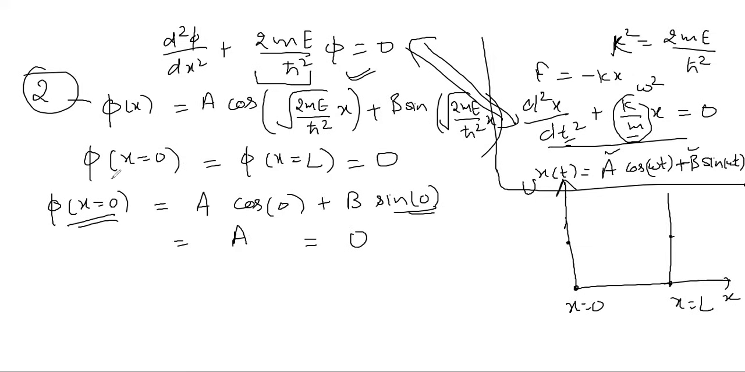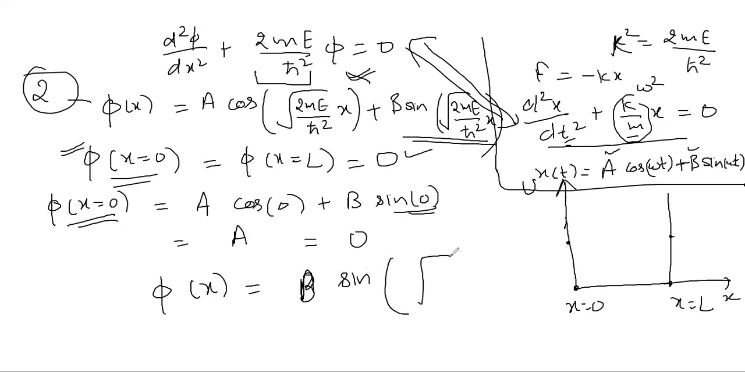Because your wave function at x is equal to 0 has to be equal to 0. So if a is equal to 0, you do not have the cosine term, you are left only with the sin term. That means you applied one condition. Now you know that your phi x is equal to b sin square root of 2me over h bar square x.